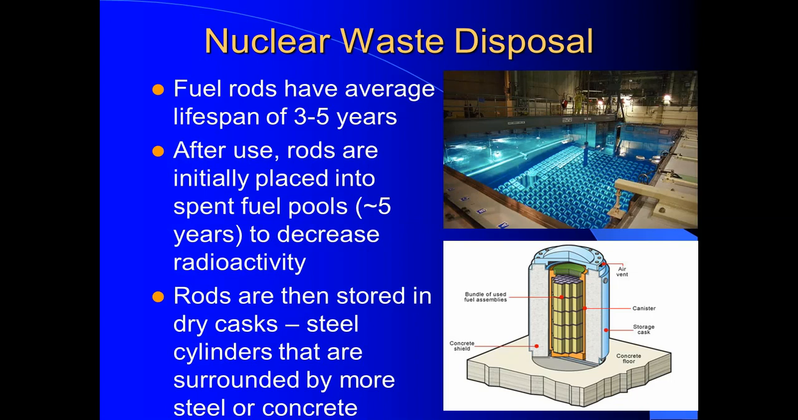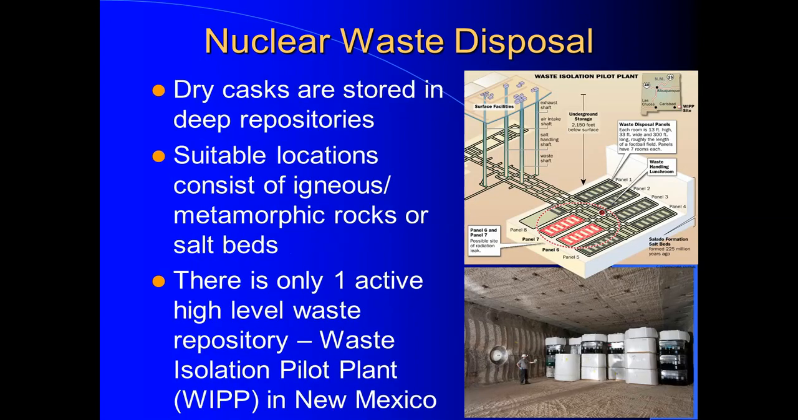We store these dry casks in what are called deep geological repositories. The only active site in the U.S., guys, is pictured right here. It's called the WIPP site, the Waste Isolation Pilot Plant in New Mexico. Now, generally, when we're looking for suitable locations for this nuclear waste, we want igneous, we want metamorphic, or we want salt beds. The reason for that, guys, is think about it. Igneous and metamorphic rocks are crystalline. You're not going to get any water transmitted through them, which means we don't have to worry about water getting in the dry casks and creating liquid nuclear waste.